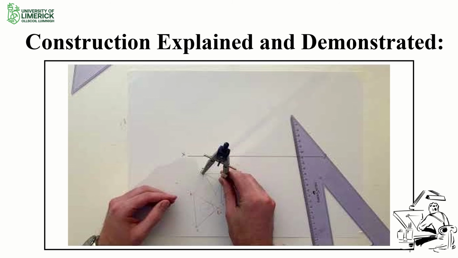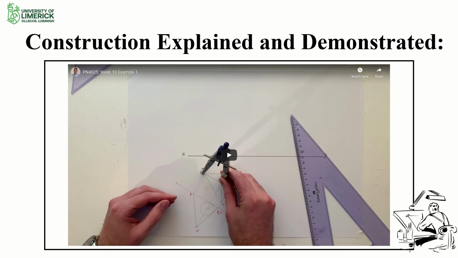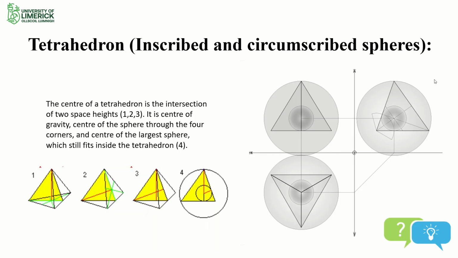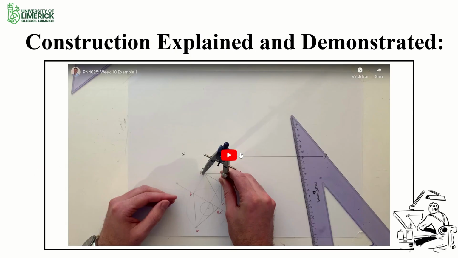As well as that, I have a bit of an example and a bit of a demonstration going through how to complete a circumscribed and an inscribed sphere for a tetrahedron. In this example, I do it a bit differently than it's seen here. Well, not differently, but I use different views to find it, so that can further help you develop your understanding for the construction itself.